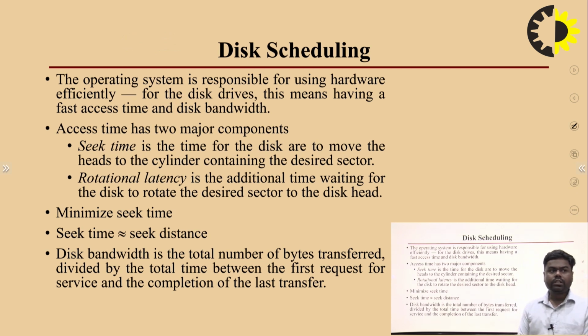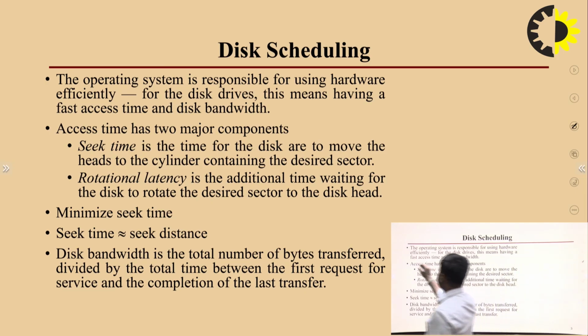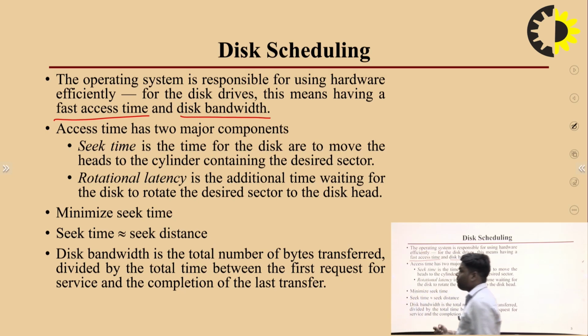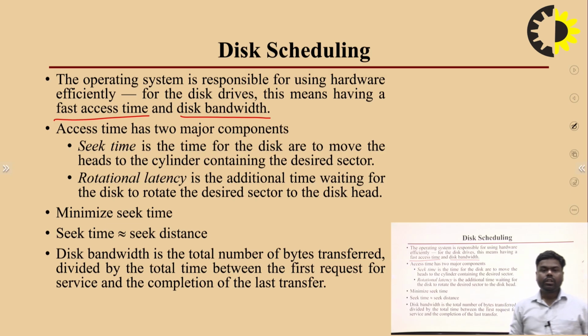Next, what is disk scheduling? The operating system is responsible for using hardware efficiently for the disk drives. This means having a fast access time and disk bandwidth. We have fast access time for the CPU, and the disk bandwidth is where I am going to store my data, so it is going to be a big bandwidth for that.